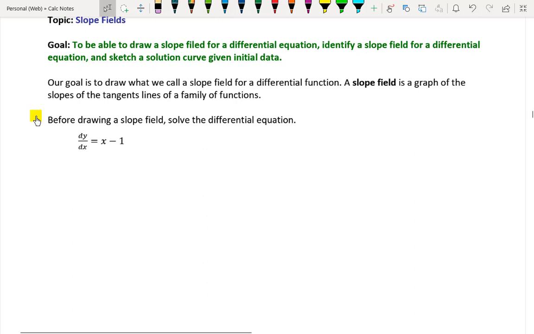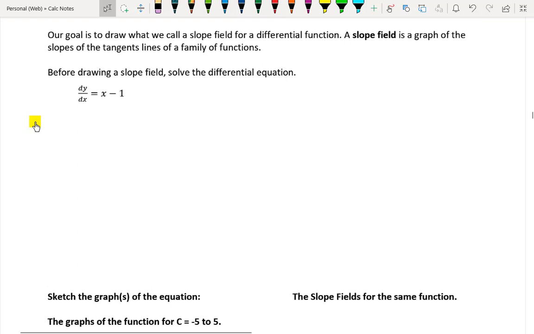So the first thing we're going to look at is, our goal is to draw what we call a slope field for a differential equation. A slope field is a graph of the slopes of the tangent lines of a family of functions. Okay, so we're going to take a look at a picture of that in a second, but before we do that, we're going to look at this differential equation right here. We're going to start by looking at dy dx equals x minus 1.